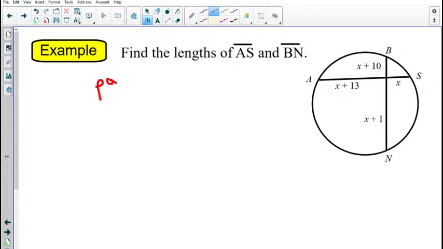We are still going to do part times part equaling part times part. And we know that that's the formula we're going to use because everything is inside the circle. When we start getting things being outside the circle, we're going to use a different formula. But when everything's inside the circle, we're doing part times part equals part times part.